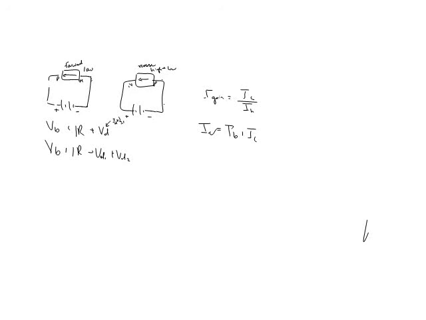Here is the first one. What does a forward biased diode do?